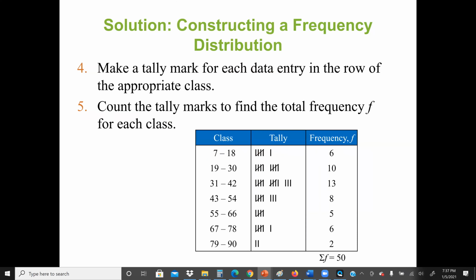Again, here also we can find the relative frequency. So to find the relative frequency for between 7 to 18, I will divide 6 by 50, because the total subscribers is 50. Then I will divide 10 by 50, 13 by 50, 8 by 50, 5 by 50, 6 by 50, 2 by 50. And that will be our relative frequency section. When you add all the answers together, you should get 1 or 100%.